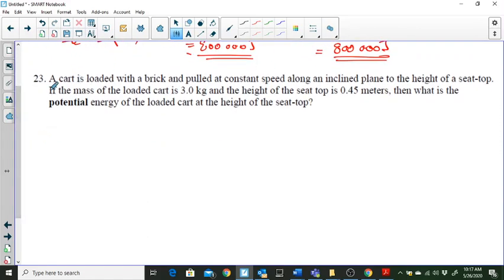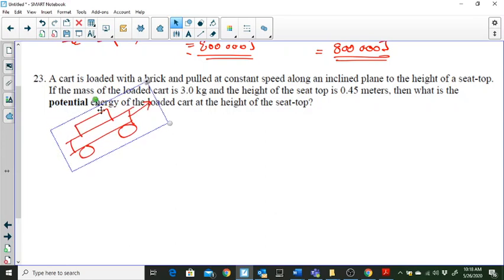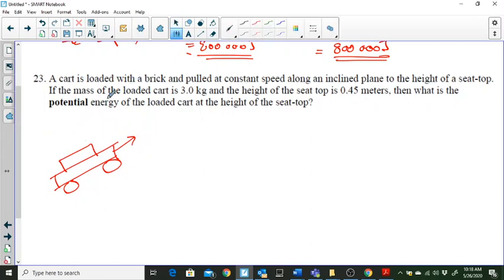Question number 23. A cart is loaded with a brick. Must be a small cart. You know, one of those lab carts that we've got in here, and we put a brick on top of the cart, and we're pulling it along. So a cart is loaded with a brick and pulled at a constant speed along an inclined plane to a height of a seat top. Oh, gee, I blew that one. So we have to take this thing, and then we have to rotate it. There we go. Let's go back.